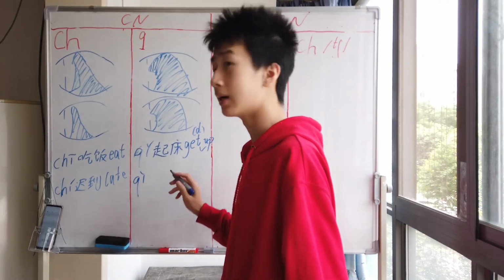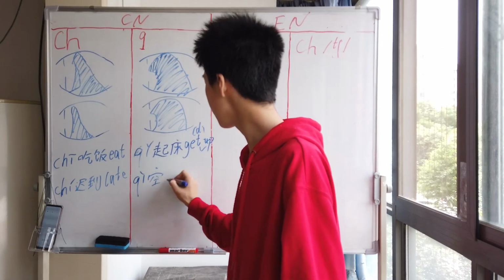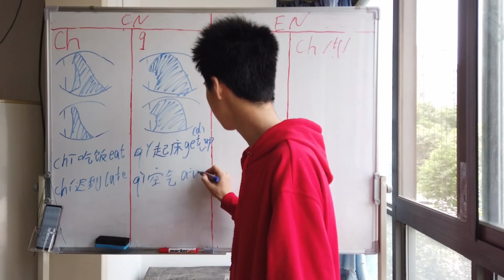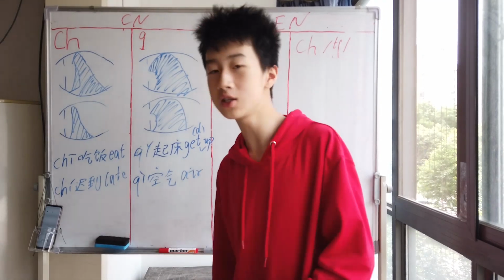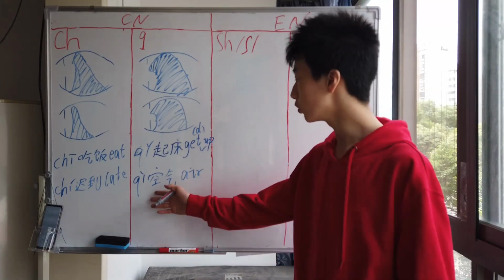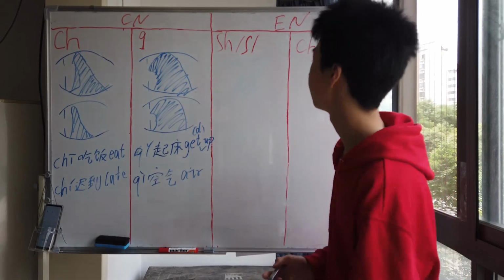Then there is the 气, like in 空气, which means air. Let's pronounce 空气. 呼吸新鲜空气, breathe in some fresh air. 空气, 起床.